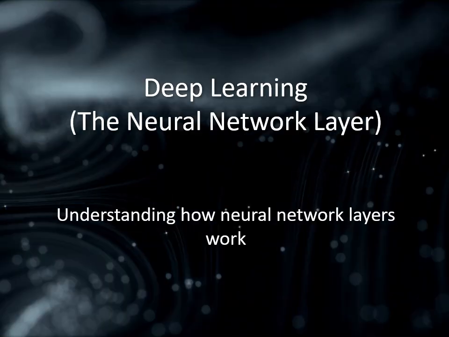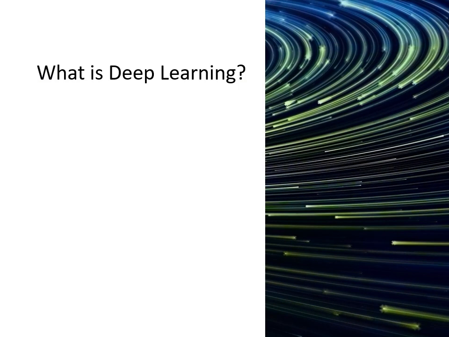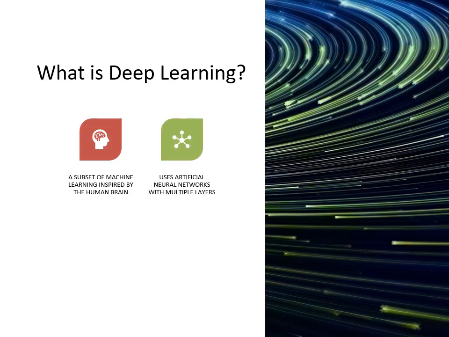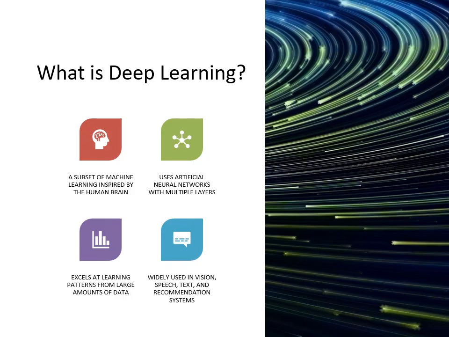What is deep learning? Deep learning is a powerful branch of machine learning inspired by how the human brain works. Instead of following fixed rules, deep learning models learn patterns directly from large amounts of data. This approach is what makes modern technologies like image recognition, speech assistance, and recommendation systems possible.